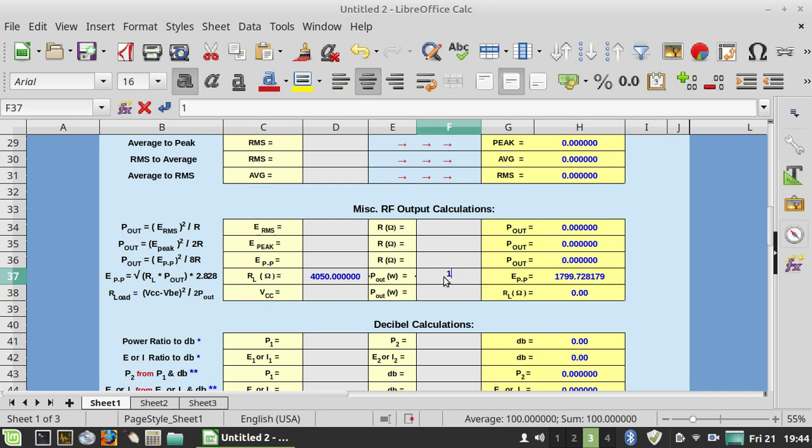What about if you run 1,000 watts? What if you run 1,500 watts RMS? What kind of peak voltage will you see on your antenna terminal? Let's call it 7,000 volts.